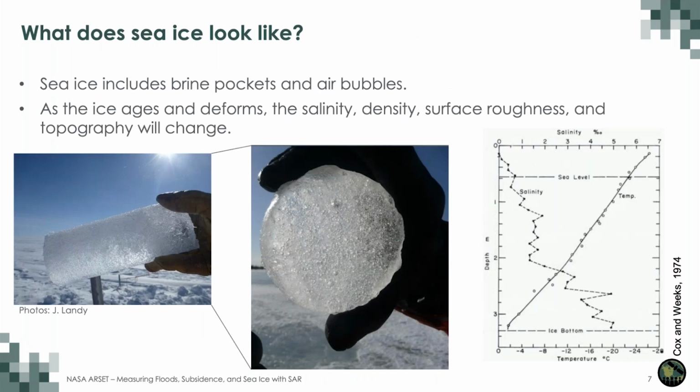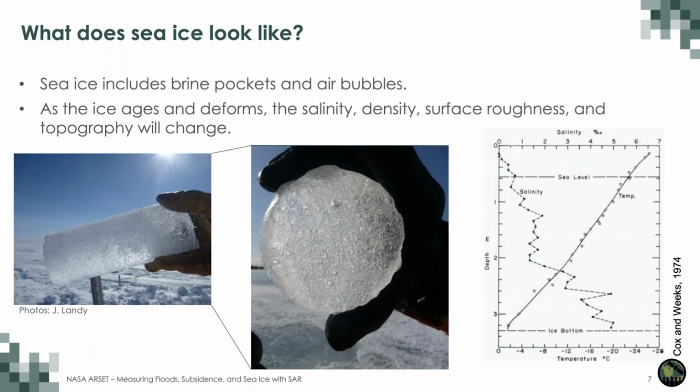So what does it look like? We often take cores from the sea ice. So we drill with what looks like a straw through the ice to take samples from it. And you can see such an example on the left here. And if you look at it from the edge here, you can see that there is quite a lot of pockets or air bubbles. This is where the salt has accumulated in these so-called brine pockets. And over time, the salt drains out of the sea ice and leaves behind cavities, which are then filled with air. And as the sea ice ages, the salinity, density, and the surface roughness changes.